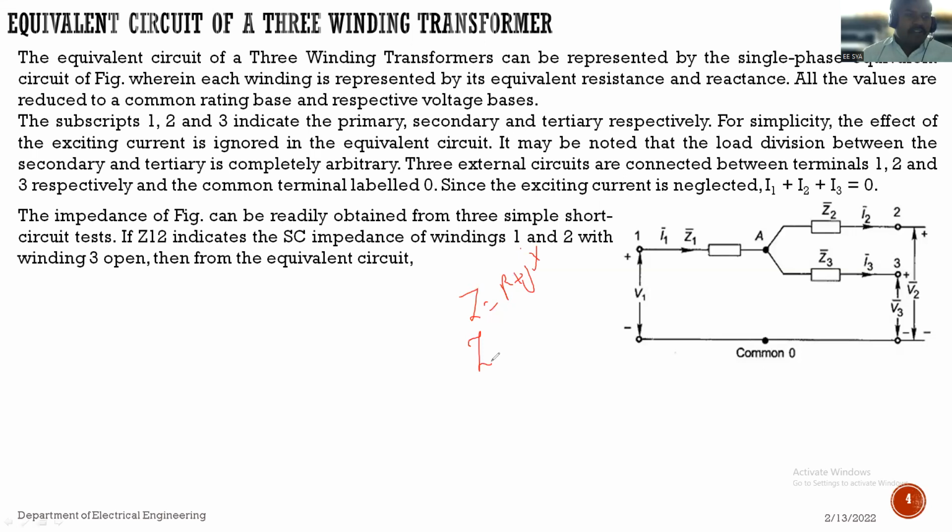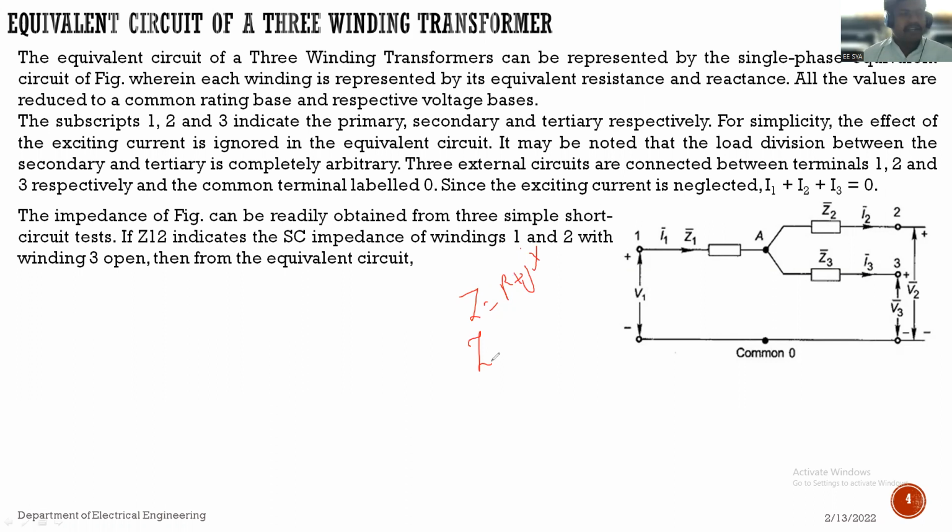All the values are reduced to the common rating base and respective voltage base. Okay, so all the values of impedance, all the values of reactance, all the values of resistance, can be represented by a common rating taking a base value. So that means these are converted into per unit values.